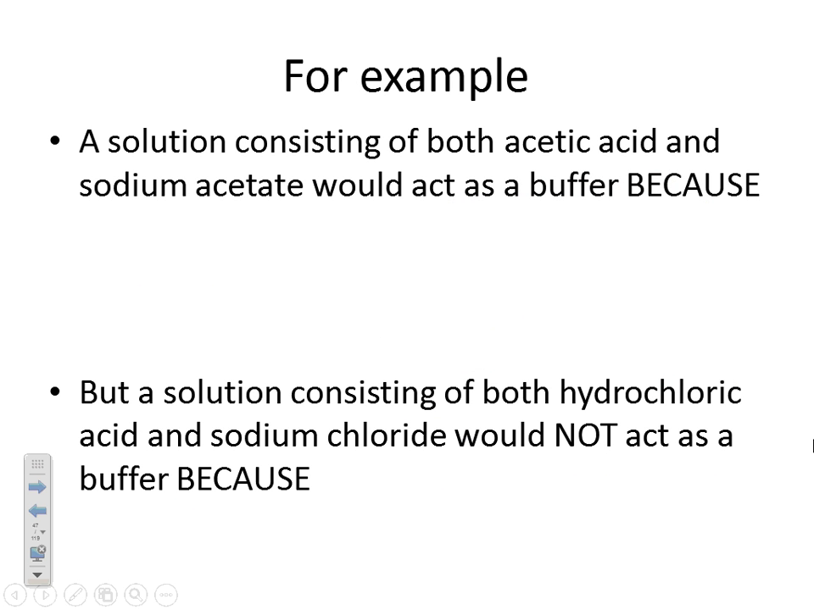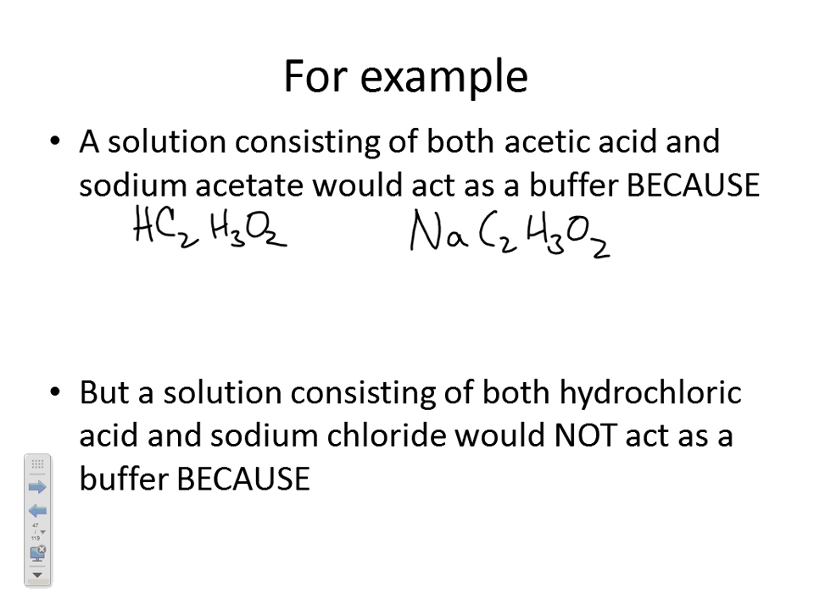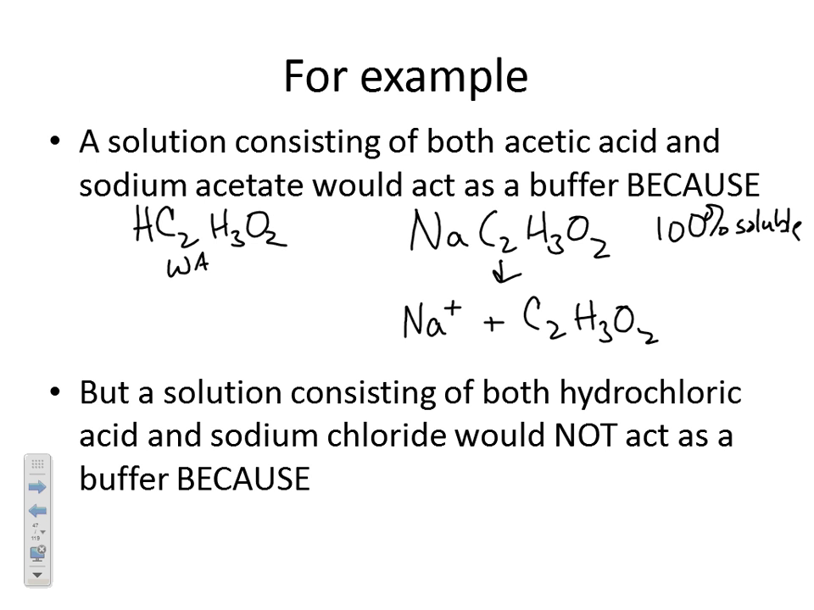So for example, a solution consisting of both acetic acid, HC2H3O2, and sodium acetate, NaC2H3O2, would act as a buffer because you have acetic acid, which is definitely a weak acid, and then you have sodium acetate, which is 100% soluble. So it's going to dissociate and split into Na plus and C2H3O2 minus as soon as it hits the water. And you have this thing right here.